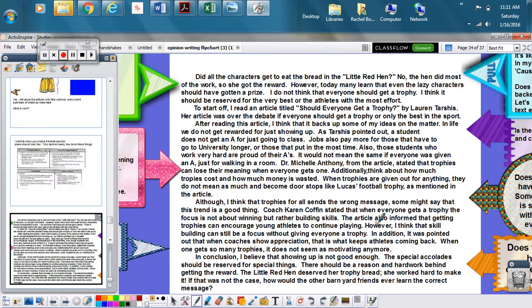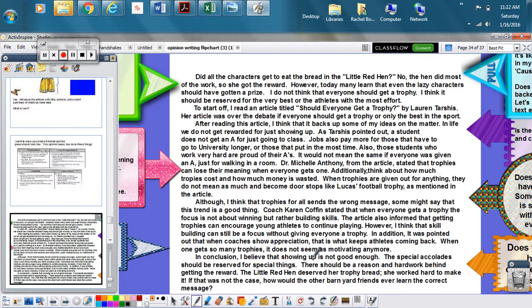However, this "however" signifies that I'm about to argue with my opponent's counterclaim. So my rebuttal is, I think that skill building can still be a focus without giving everyone a trophy. In addition, it was pointed out that when coaches show appreciation, that is what keeps athletes coming back. When one gets so many trophies, it does not seem as motivating anymore. So then I move into my conclusion, where I am restating my thesis.